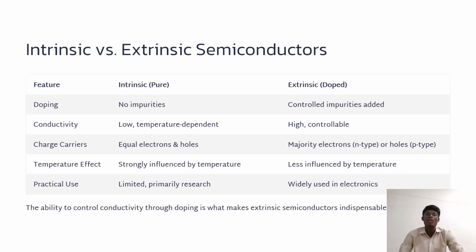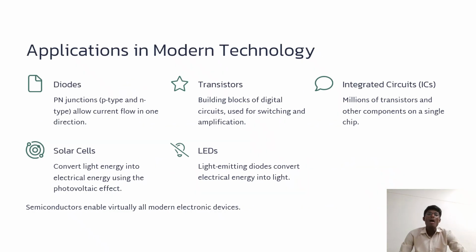Intrinsic semiconductors are strongly influenced by temperature, while extrinsic semiconductors are less influenced by temperature. Intrinsic semiconductors are practically limited, mainly used in research, while extrinsic semiconductors are widely used in electronics. The ability to control conductivity through doping is what makes extrinsic semiconductors so valuable. Next, the applications in modern technology.